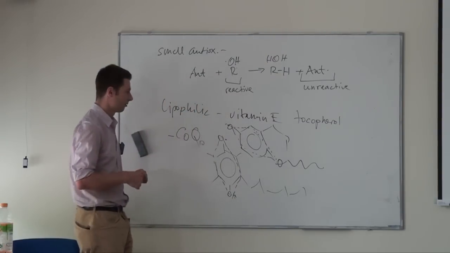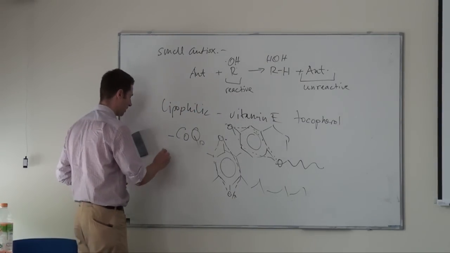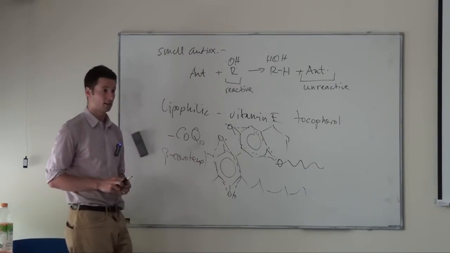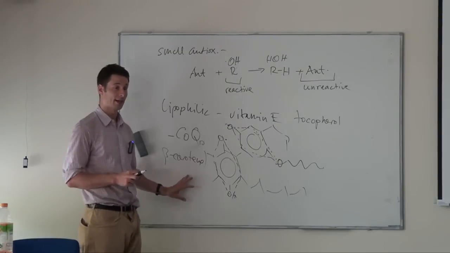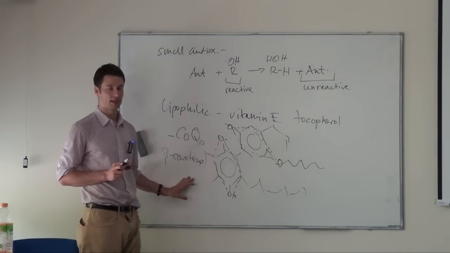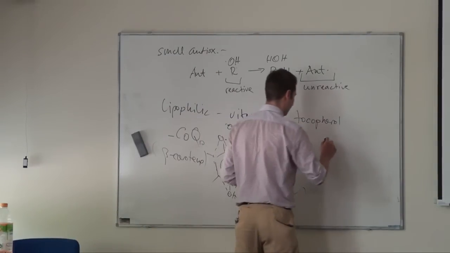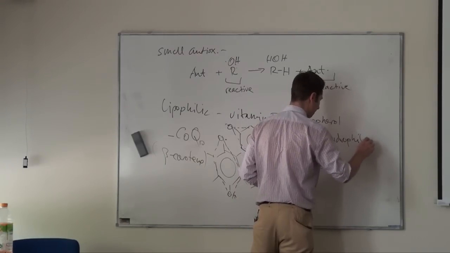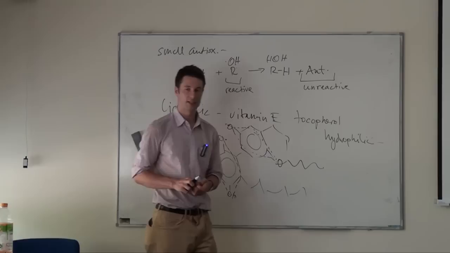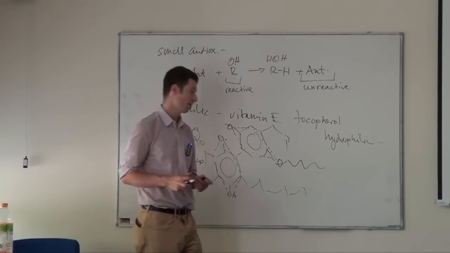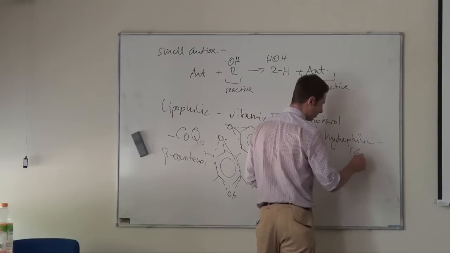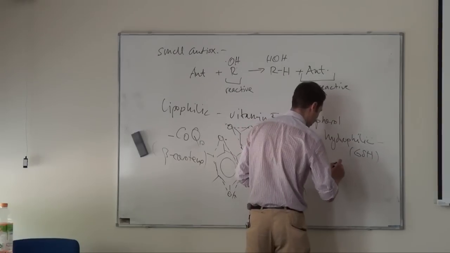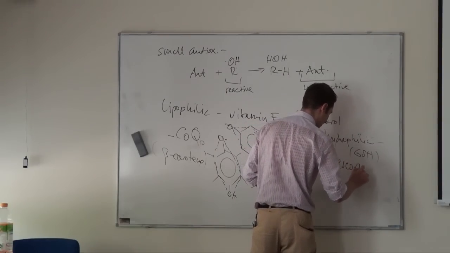As for the hydrophilic, I'm going to just mention beta-carotene as another lipophilic one, but I'm just going to put it in brackets because it's not quite sure that beta-carotene is an important antioxidant in our body, but maybe it is. Just the last few things, hydrophilic. What is the most important hydrophilic antioxidant in our cells? Vitamin C. I'm just going to put glutathione there as well, but let's put ascorbic acid.